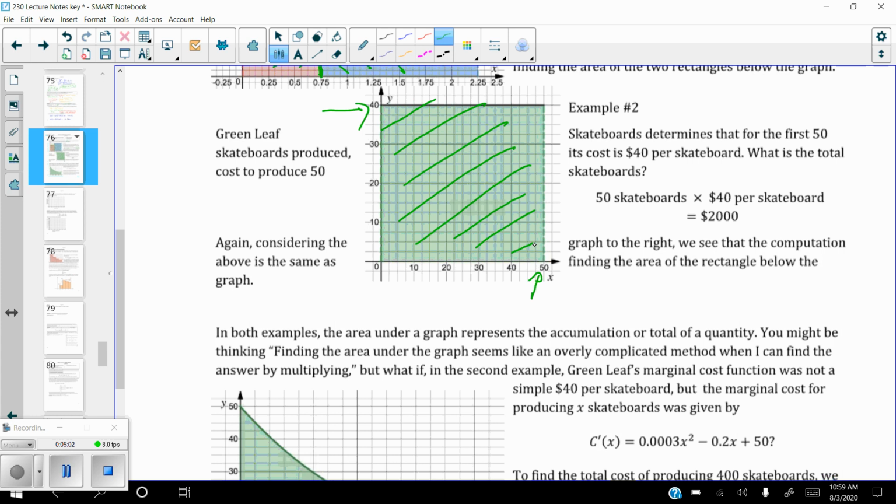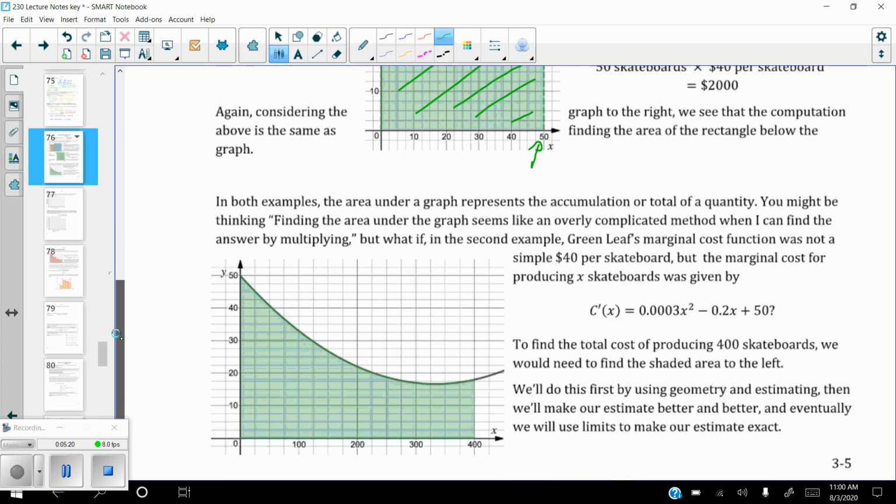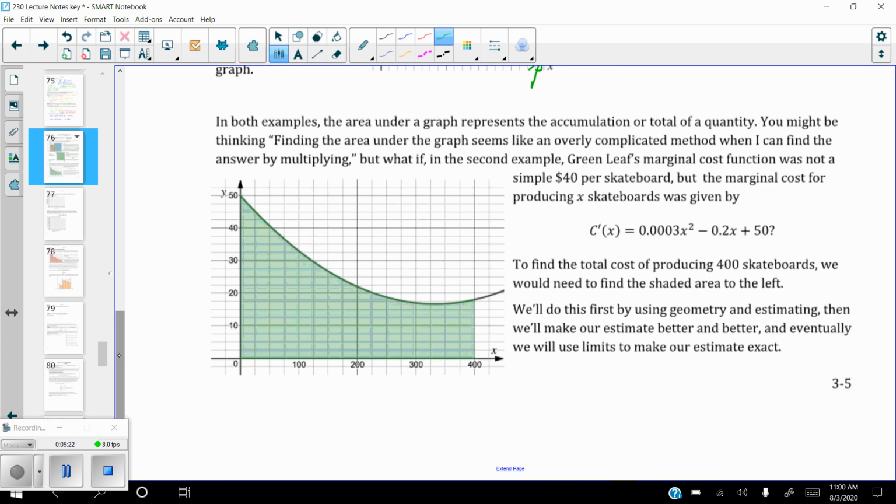So again, considering the graph in the middle, we see that the computation is the same as finding the area of the rectangle. In both of those examples, the area under the graph represents the accumulation or total of a quantity. And of course, you might already be thinking, finding the area under the graph seems like an overly complicated method when all I have to do is multiply the two numbers together.